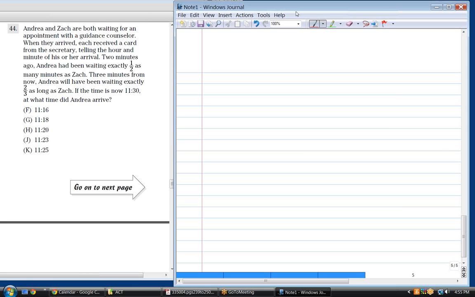What's your strategy going to be here? Well, I was thinking of making just a little chart for the equations. So I was going to put A just for the number of minutes that she's been waiting. Okay, let's look at this a different way.